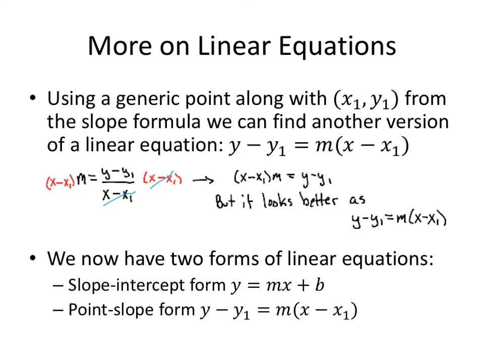This is called the point-slope form of a line. If you have a slope m and a known point x1, y1 with the generic x and y, we can find the equation of a line as well.